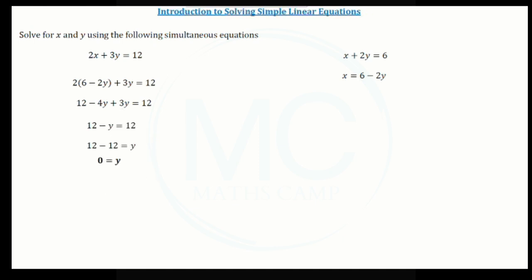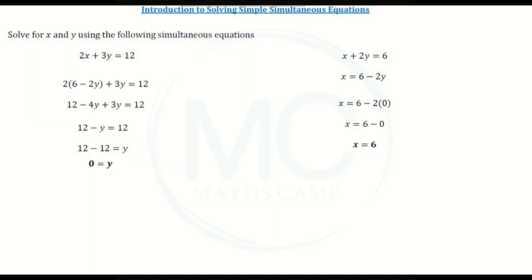And now I can substitute 0 into our y value over here. So I can say x is equal to 6 minus 2, which is multiplied by 0. And we know that anything multiplied by 0 is 0. And 6 minus 0 is simply 6. And this is our value of x. Let's do another example.